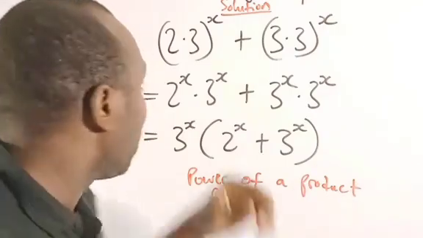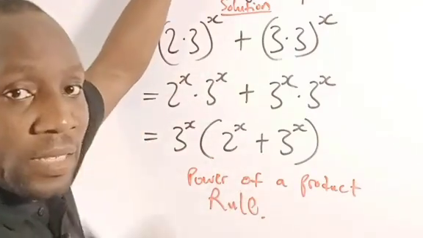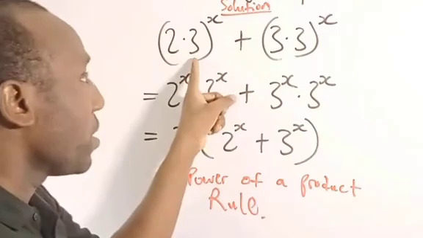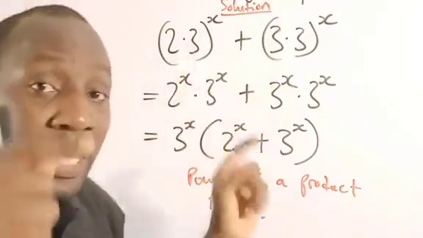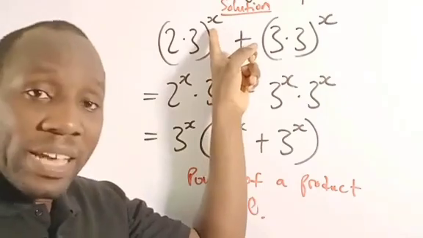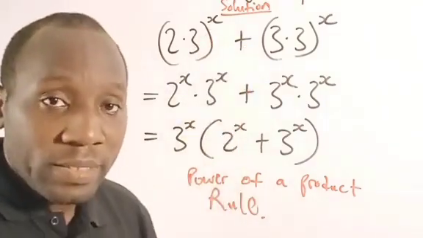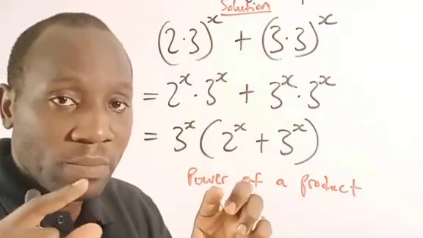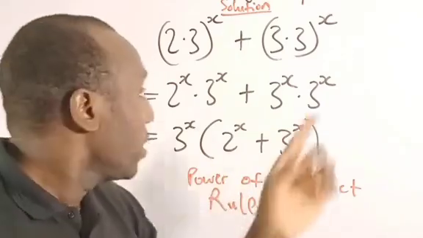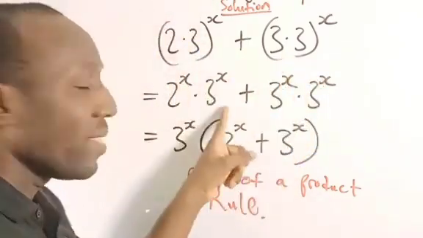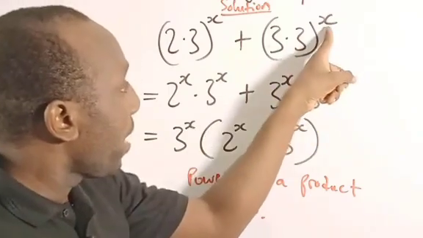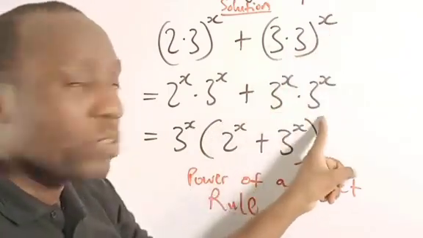I hope this makes sense. For example, 6. 6 can be expressed as what? 2 times 3. This is 6 raised by x. 2 times 3 raised by x. The power, the exponent of x here, can be distributed to the respective factors that will multiply to give you 6. Same thing as this. So this x can be distributed to 2 and to 3. The same thing here. X can be distributed to 3 and to 3.